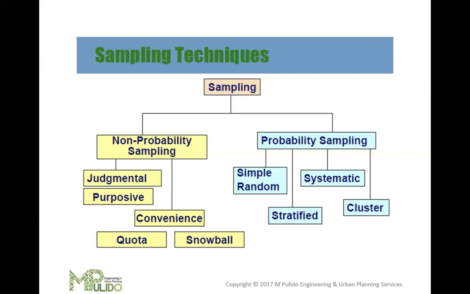Probability sampling involves random selection, giving each member of the population a known, non-zero chance of being included in the sample. This method helps to ensure the sample is representative of the population.